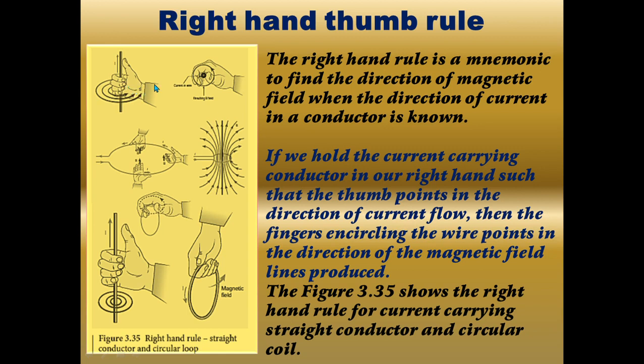Once again, if you hold the current carrying conductor in your right hand such that the thumb points in the direction of current flow, then the fingers encircling the wire point in the direction of the magnetic field lines produced. As shown in the figure, the right hand rule for a current carrying straight conductor and circular coil.